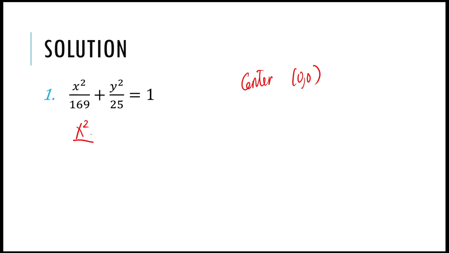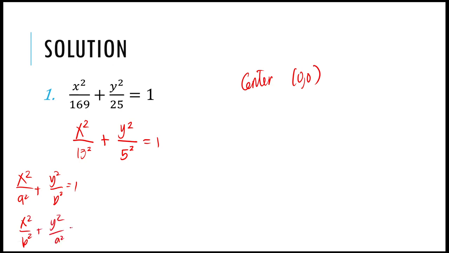And we can actually rewrite para ma-inspect natin or malaman natin yung value ni A and B or the lengths of the semi-major and semi-minor axes. I-rewrite natin, dapat naka-perfect square yung ilalim eh. Naka-a squared and b squared. So, luckily, 169 is a perfect square and that is 13 squared. And then, 25 also is a perfect square. We can express that to be 5 squared and that is equal to 1. And since the standard equation is x squared all over a squared plus y squared all over b squared, or depende kung nasaan po yung major axis, pwedeng ganyan, or pwede rin namang ganito, dapat mas mahaba si A kay B.